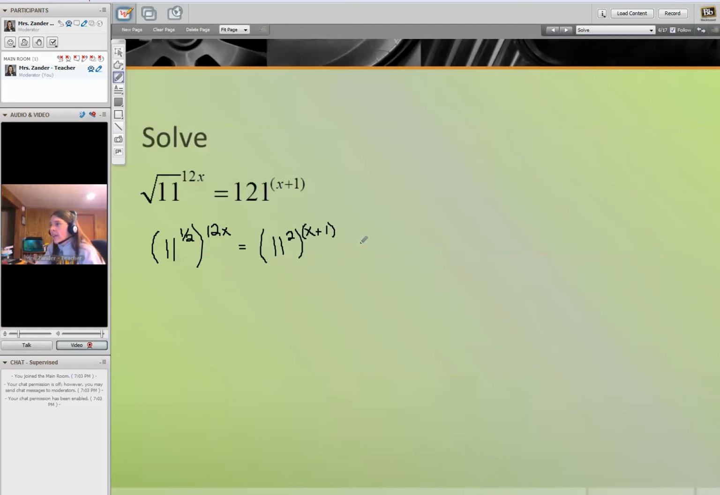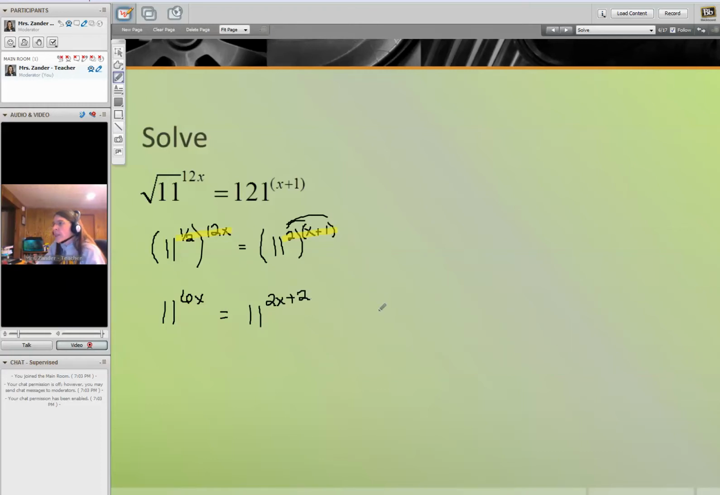Now that they have the same base, my bases drop off and I'm left with my exponents. But before I do that, let's clean up our exponents a little bit. So here is a power of a power, so we need to multiply our exponents. So 1/2 times 12x is my 6x. And I also have a power of a power over here, so we're going to distribute the 2. So really that would be 11 to the 2x plus 2 power.